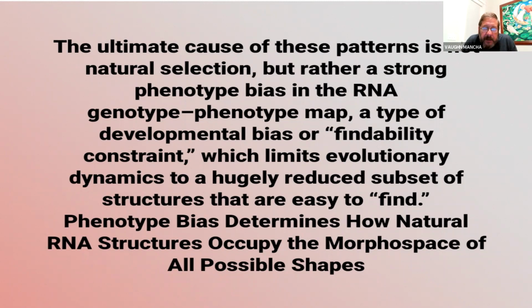And the article is called Phenotype Bias Determines How Natural RNA Structures Occupy the Morphospace of All Possible Shapes. So in other words, the overlay of these long, slow epigenetic changes and fast epigenetic changes tend to cause things to converge. And we've noticed in biology that we would see, for instance, the development of eyes 100 times over the history of life. Well, how could that occur? How could you ever get an eye hardly the first time, much less 100 times? So this concept of convergence, they just said, well, it's just neo-Darwinism. But this, on the other hand, explains how the same types of things tend to come out.